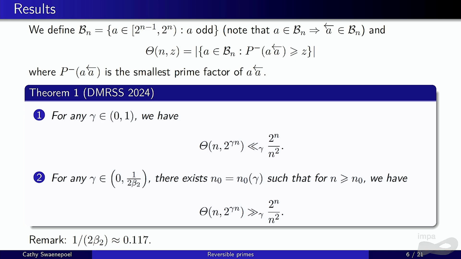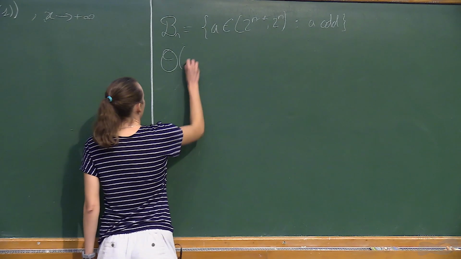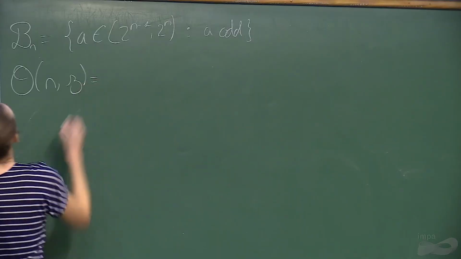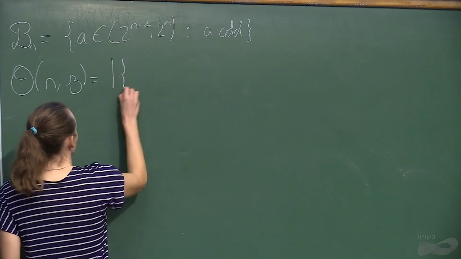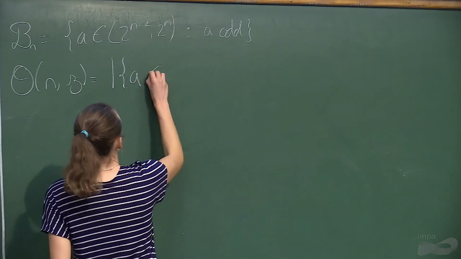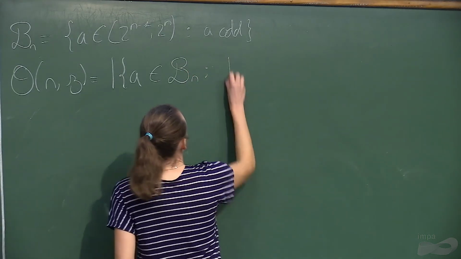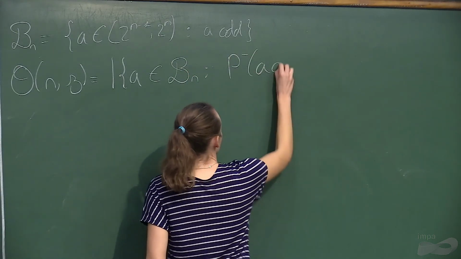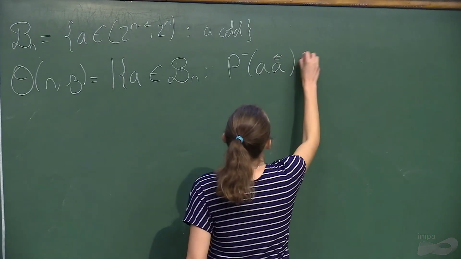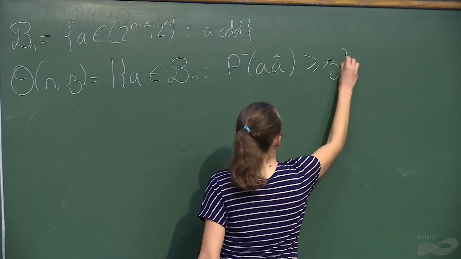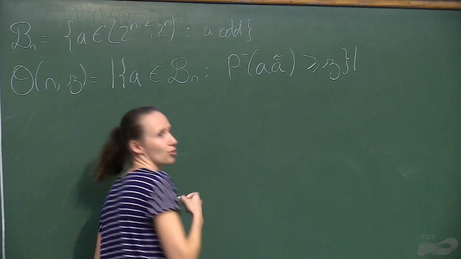And then, instead of studying directly the quantity theta of n, we study theta of n and z, which is the number of a in our set Bn, such that all prime factors of a and its reverse are larger than z. Here, p minus denotes the smallest prime factor.